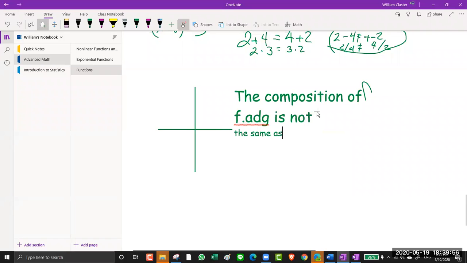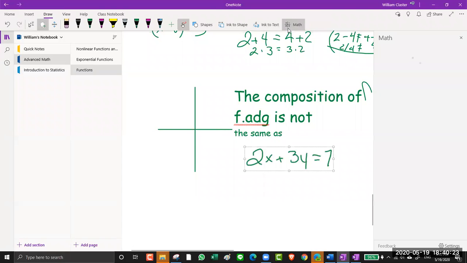No, it didn't work. Anyway, it's supposed to turn it into letters, but that didn't work too well. But what usually works is if you go 2x plus 3y equals 7, and then you do the same thing, you circle here, and then you go here, it worked. So 2x plus 3y equals 7.